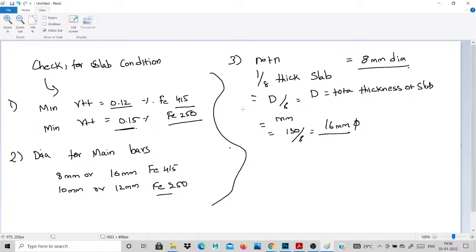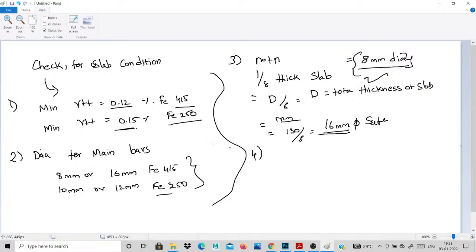Now it's clear how to check whether your bar diameter is within the maximum. The formula is D by 8, where D is the total thickness of the slab. My slab thickness is 130 mm divided by 8, so my maximum bar size is 16 mm diameter. I provided an 8 mm diameter bar, so it's safe. So D by 8 gives the maximum diameter of the bar.